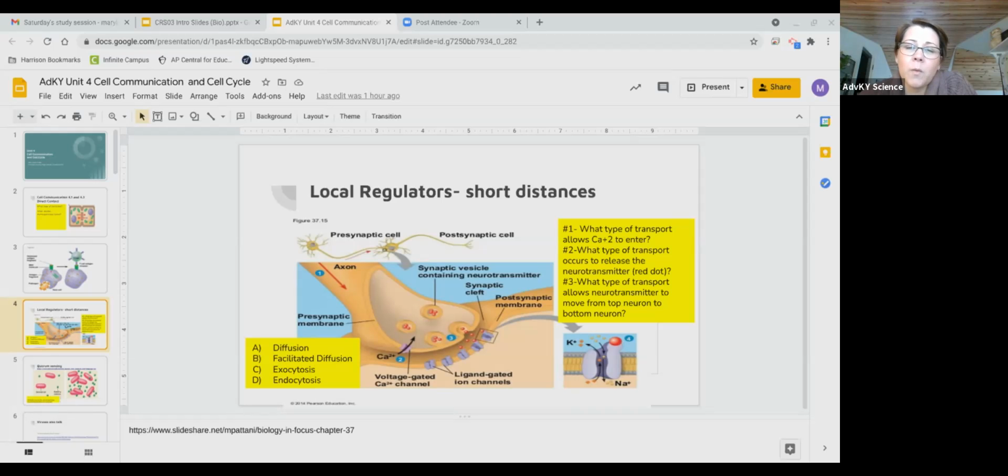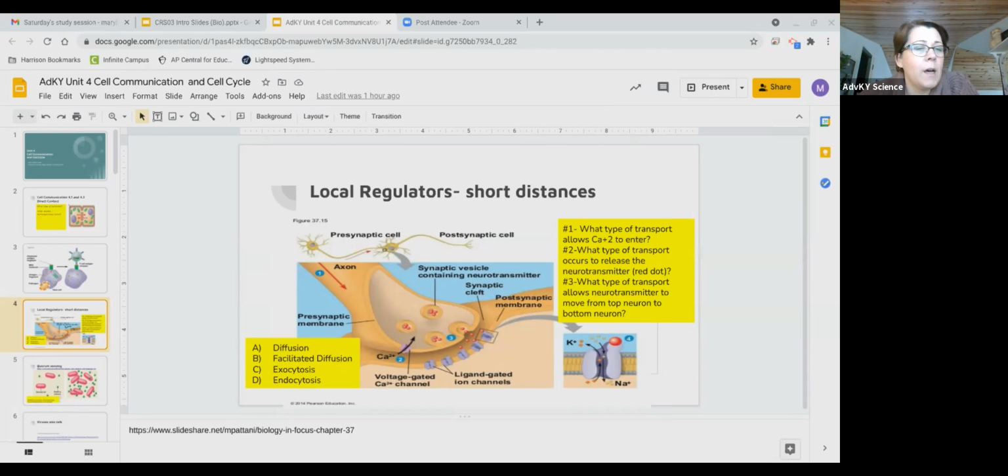And so when the neurotransmitter is released, that is exocytosis, so bulk transport of a molecule out, but then it's in high concentration here and it's moving to low concentration here. And so that would be diffusion. So no energy is needed. It's just going to move from high to low concentration.